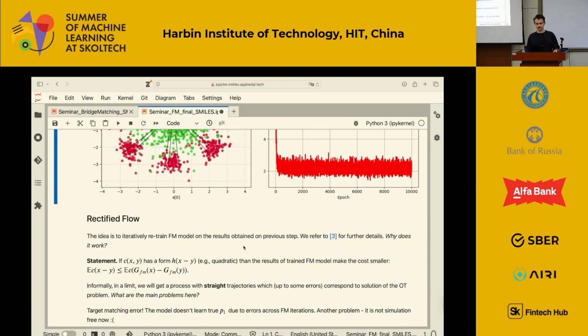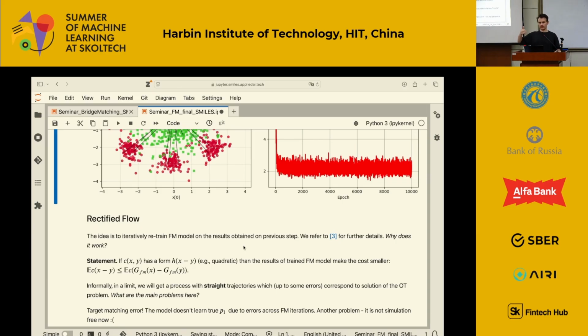As I've already said, the mini-batch optimal transport is one of the ways to make your trajectory straighter. There is another way to make your trajectory straighter, which is called rectified flow. It is not particularly flow matching; it can be considered as a kind of iterative flow matching. You train one flow matching model, and then you train another flow matching model on top of your already trained flow matching model.